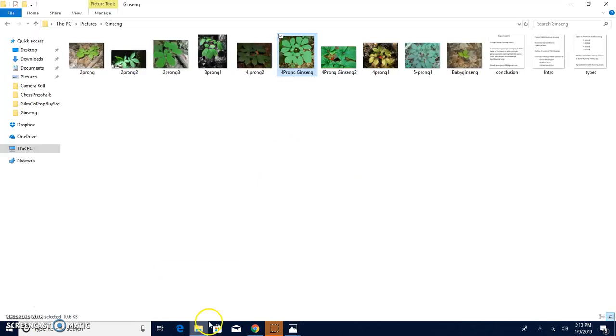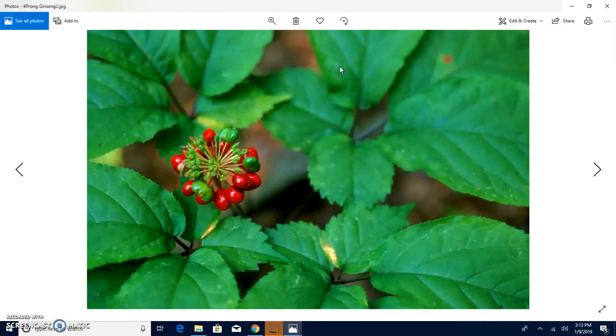Take a look at another one. It's another 4 prong plant. And this is later on in the summer, just before fall. You can see that some of the berries are red, some of the berries are still green. So that's in the late summer, getting ready to head into fall.